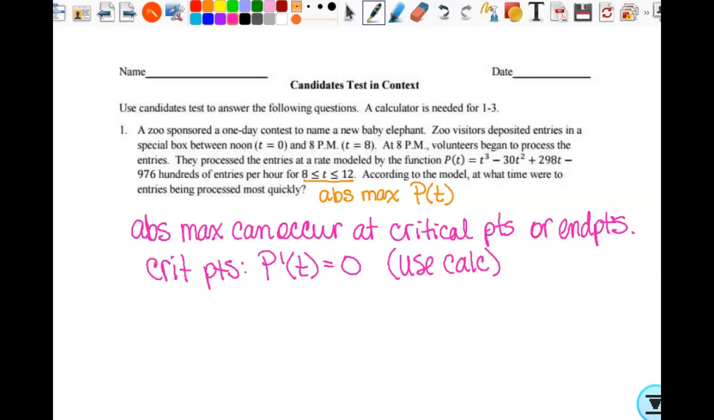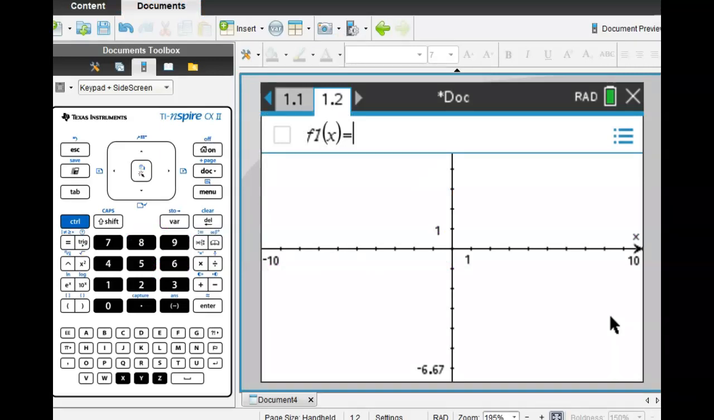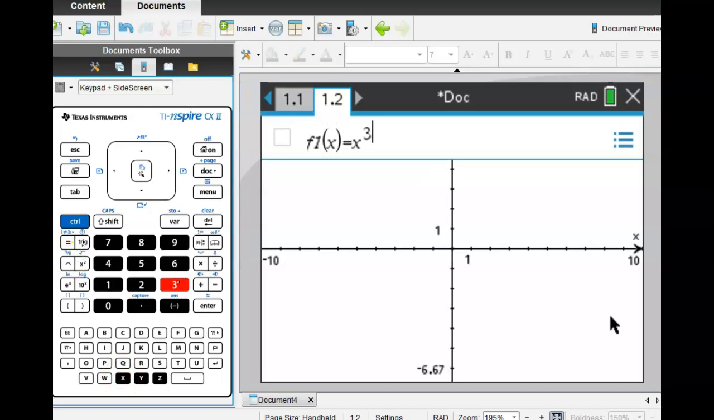All right, so here's what we're going to do. Now, in the calculator, even though this equation has t's in it, you have to use x. So we're going to look at the calculator here. In F1, we're putting the function itself, not the derivative, because sometimes the derivative is really nasty to take. So in F1, we're going to put x cubed, so x caret 3, minus 30x squared plus 298x minus 976. I just got that directly off the paper, right? So hit enter. Here's my graph.